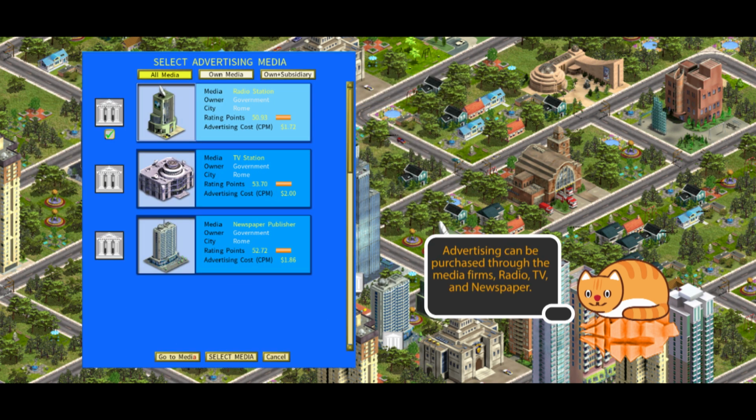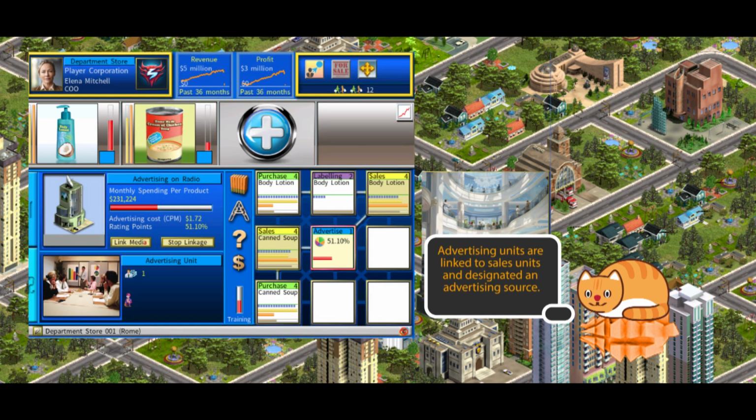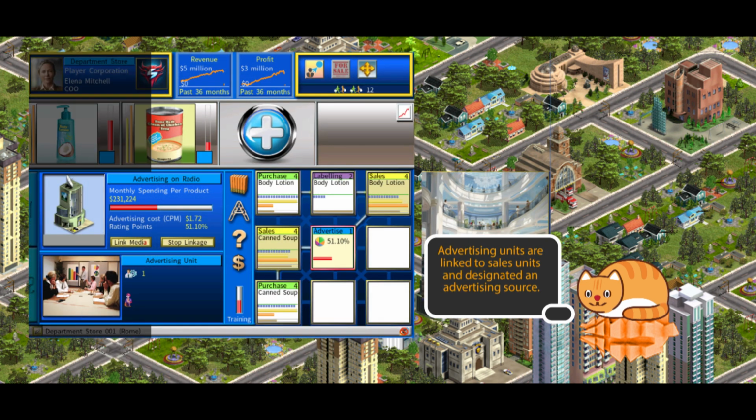Advertising can be purchased through the media firms, radio, TV, and newspaper. Media firms can be purchased or built from the ground up. Advertising units are linked to the sales units and designated an advertising source.